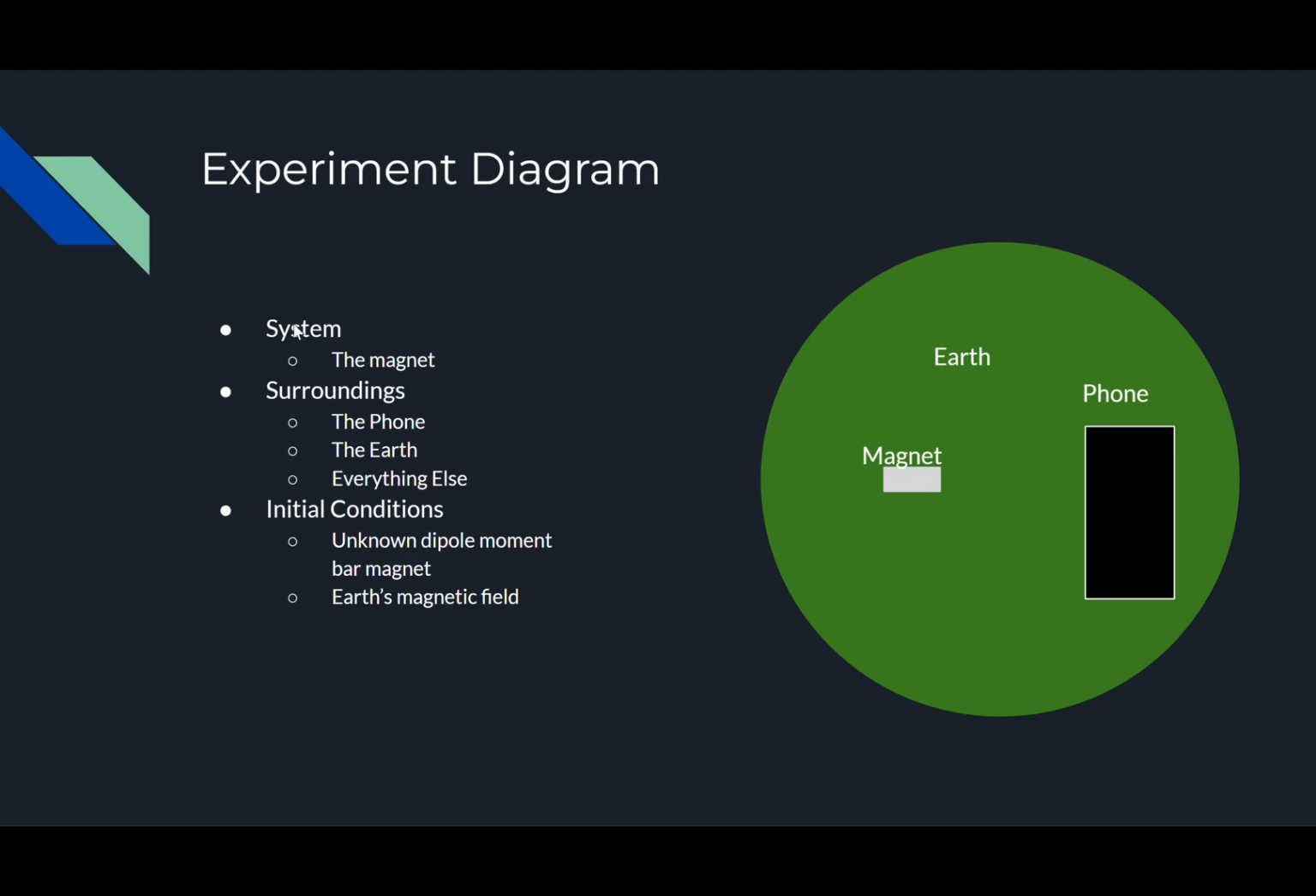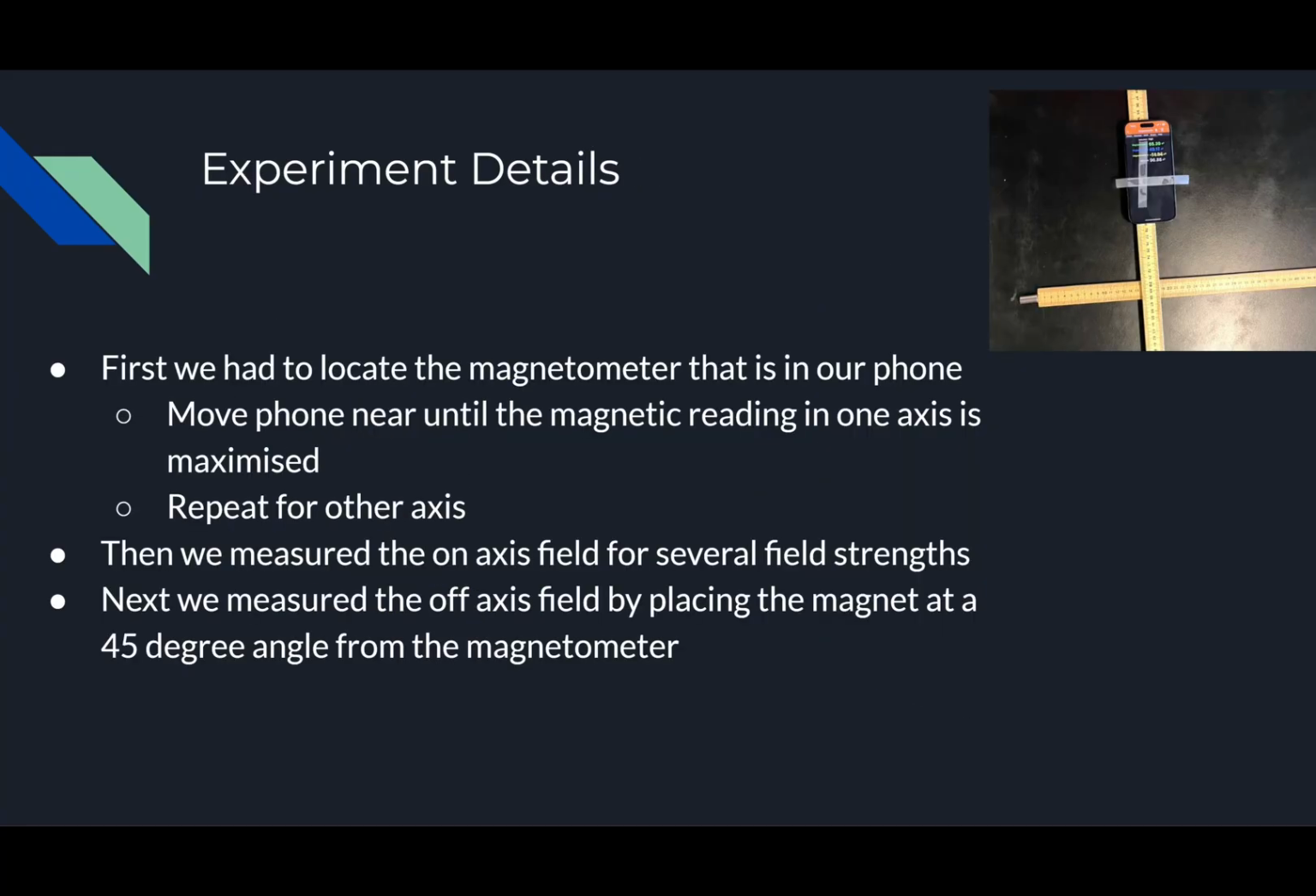Experimental diagram. The system is the magnet, and the surroundings are the phone, the Earth, and everything else. Our initial conditions for the experiment were that we have a bar magnet with an unknown dipole moment, and also Earth's magnetic field and just standard conditions, μ0 over 4π; everything on that side is standard.